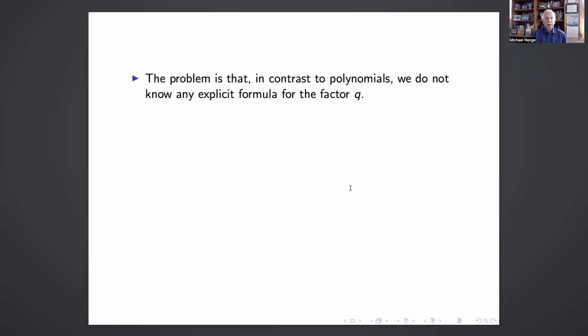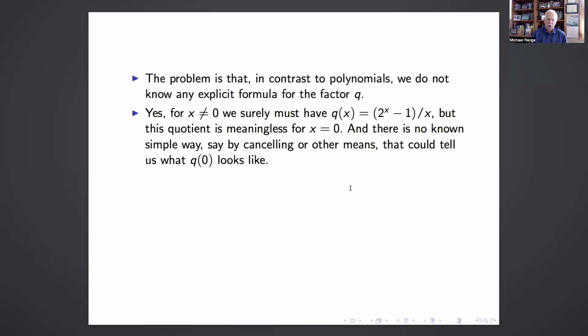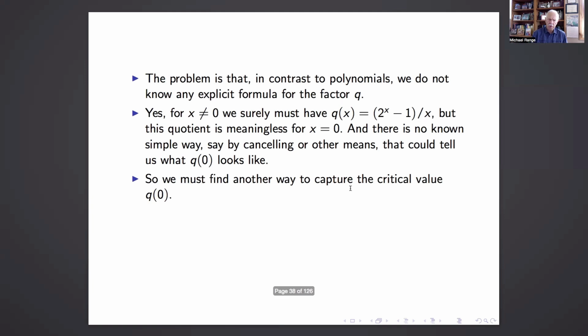The problem is that in contrast to polynomials, we do not know any explicit formula for the factor q. Yes, as long as x is different from 0, we surely must have q at x equal to (2 to the x minus 1) divided by x. But this quotient is meaningless for x equal to 0. And there's no known simple way, say by canceling or other means, that could tell us what q at 0 looks like. So we must find another way to capture this critical value, q at 0.